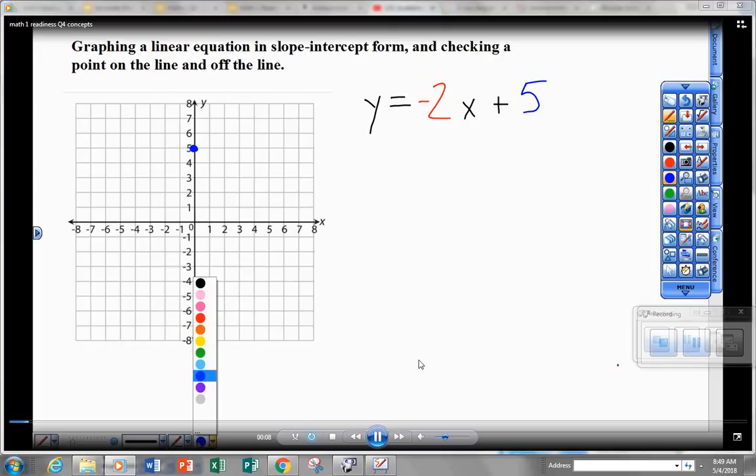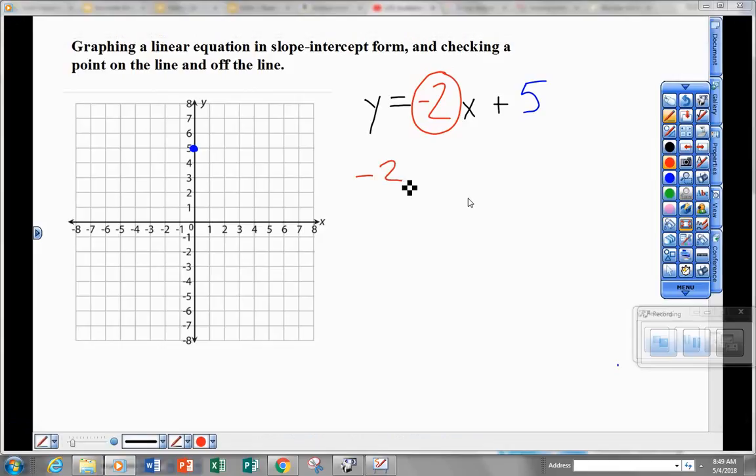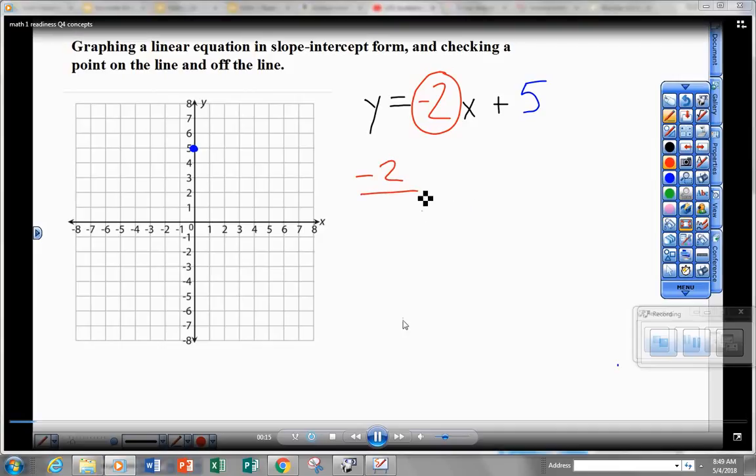From there, you look at the number in front of x, which is your slope, and slope is made up of rise over run. If it's a whole number, put it over 1. That top number tells you the rise, the bottom number tells you the run. If the rise is negative, that means from that starting point, you will be going down 2 boxes and then to the right 1 box. So down 2, right 1, because that slope is negative 2.